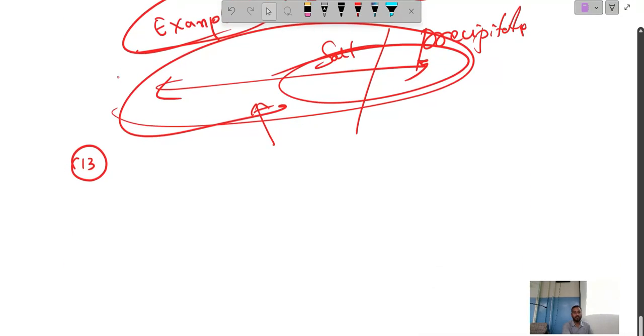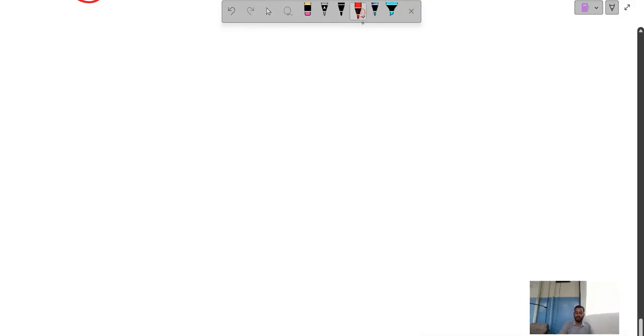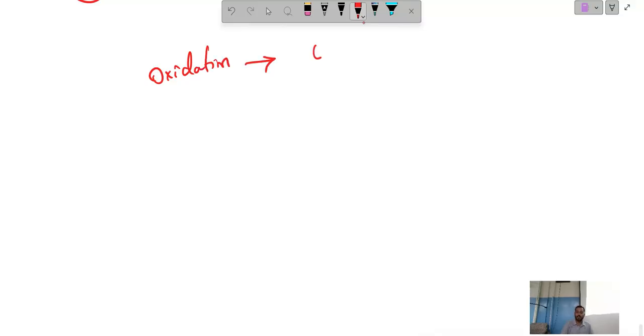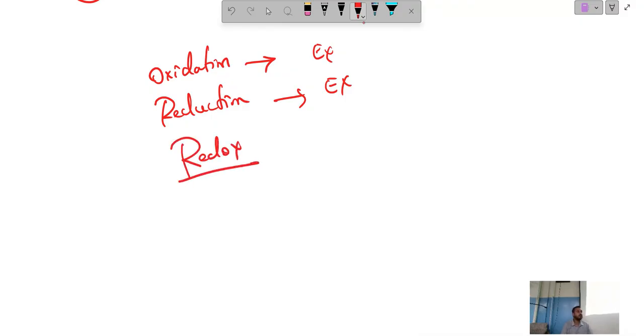Next possible question, that is question number 13. The question can be asked based on oxidation reaction. They may ask you what is oxidation reaction, give example. What is reduction reaction, give example. What is oxidation? What is reduction? Oxidation plus reduction both together is called redox reaction.